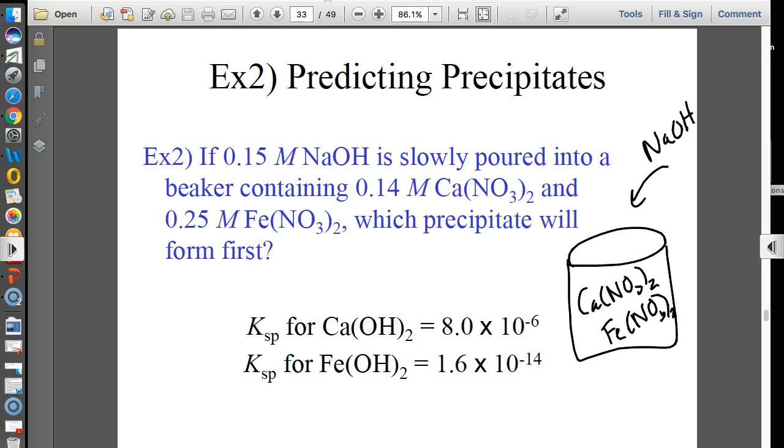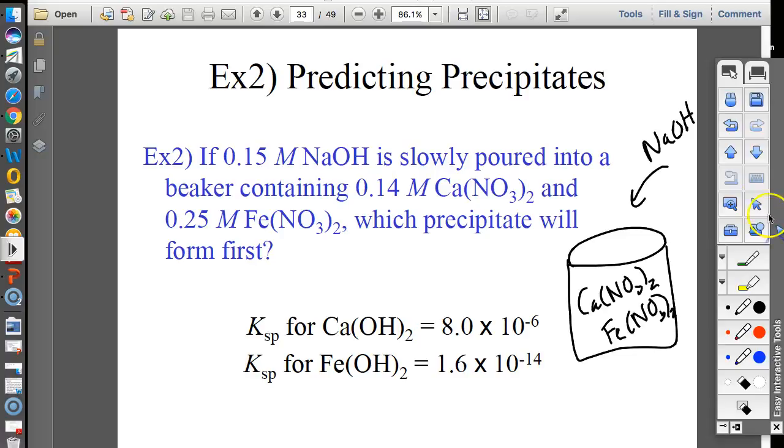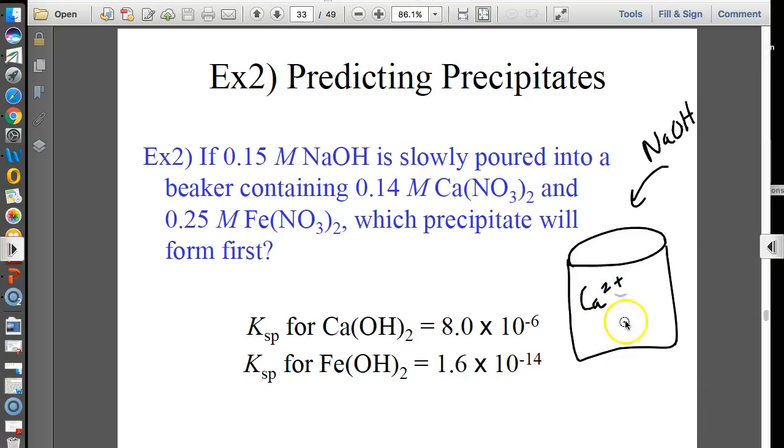Gotcha there. So really, what's happening here, I'm just going to make that whole thing go away. No, not the whole thing. For all intents and purposes, though, that's going to be a spectator too. I'm putting hydroxide into a beaker that has iron and calcium floating around.